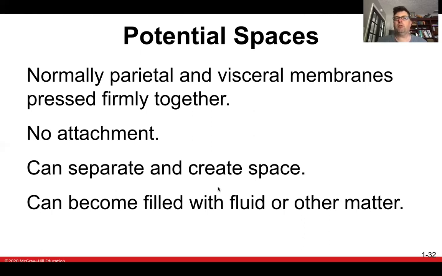As I mentioned, normally the parietal and visceral membranes are pressed together with a little bit of fluid in between them. They're not attached to each other, but they can slide past one another. They can separate and create space, and these are called potential spaces. So there's the potential for space to form in between the parietal and the visceral membranes. It's possible for them to become filled with fluid or some other material, and that's not always a good thing.